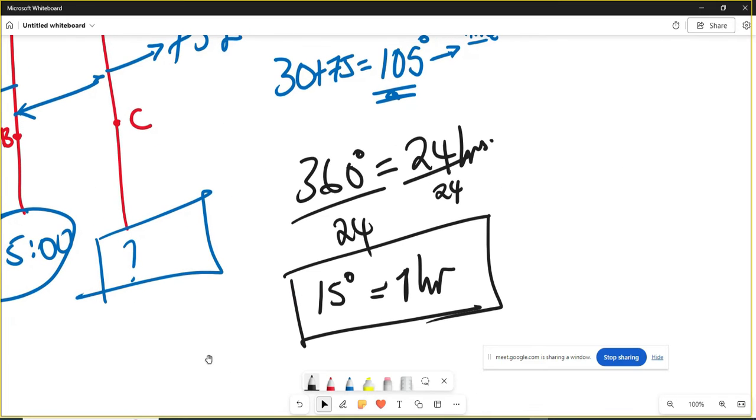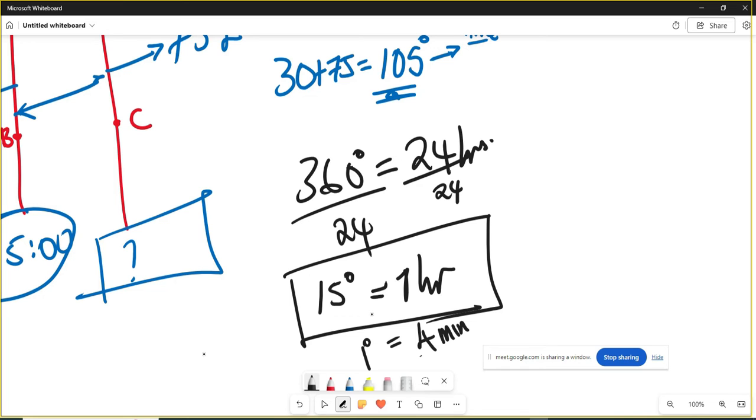What you're supposed to know is this relationship: in 15 degrees, you have 1 hour. And in 1 degree, you have 4 minutes.